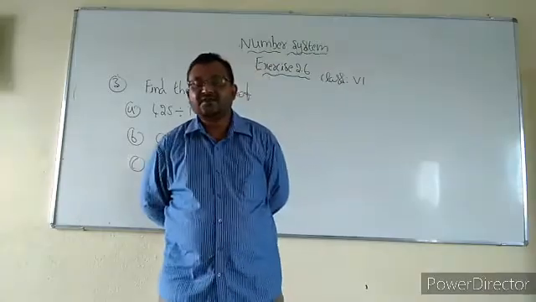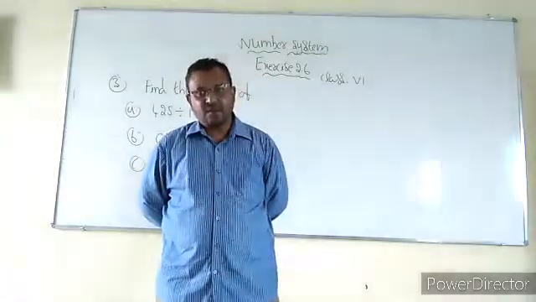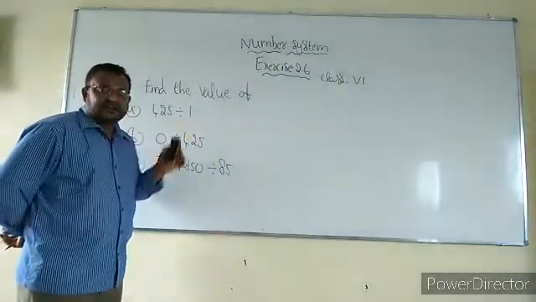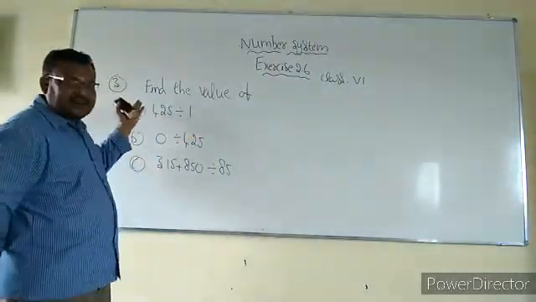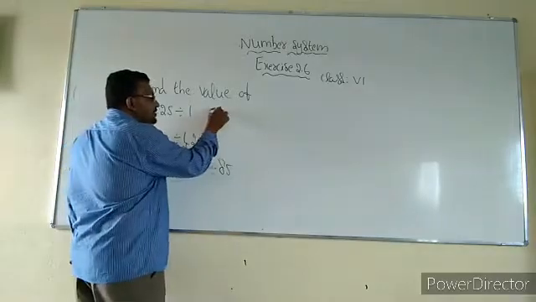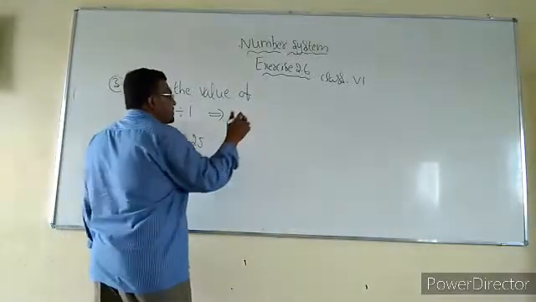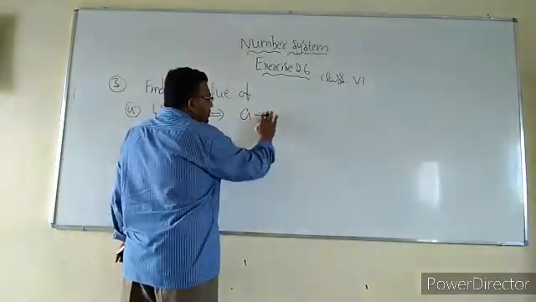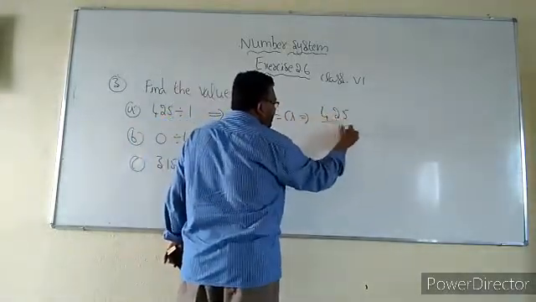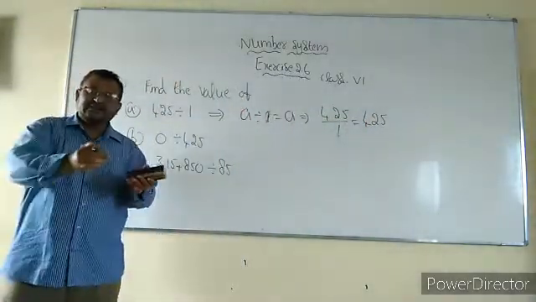In the previous class, we solved some problems in exercise 2.6 of the chapter Number System on division of whole numbers. The first two problems are completed, and in continuation, the third one is given here, asking us to find the value of 425 divided by 1. Division by 1 gives the same number, as in the properties of division. I told you already that a divided by 1 is equal to a only. So 425 divided by 1 gives us the same number.